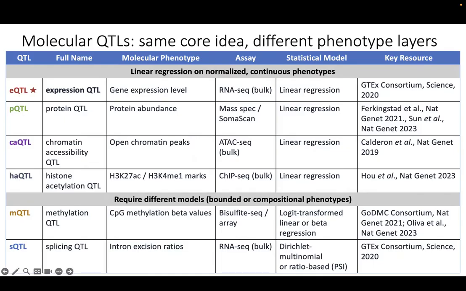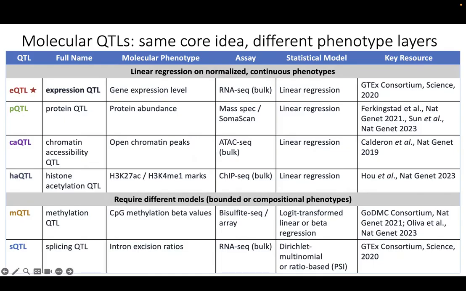However, the bottom 2 rows are quite different. Methylation is measured as a beta value, which is the proportion of DNA molecules that are methylated at a given CpG site, which is bounded strictly between 0 and 1. And splicing is measured as a ratio of reads supporting a particular intron excision, also bounded and compositional. Plugging these bounded values into a standard linear regression can be problematic, so different statistical models, as listed here in the table, are needed for these 2 types of QTL mapping.